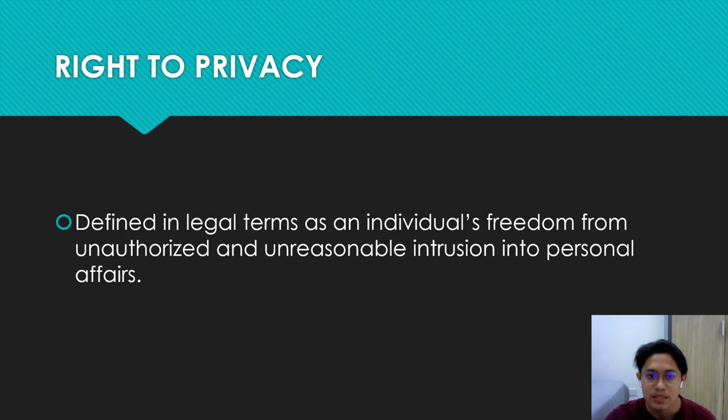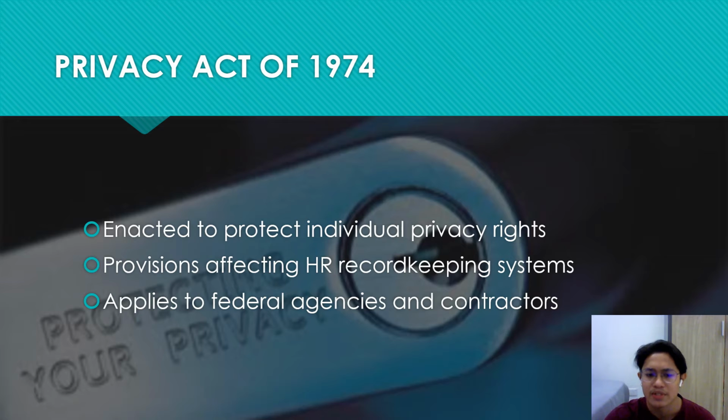So next is the right to privacy. The right to privacy is defined in legal terms as individuals' freedom from unauthorized and unreasonable intrusion into personal affairs. Then for the Privacy Act of 1974, this act was passed to protect individual privacy rights in the United States. It includes provisions affecting HR, human resource record keeping systems. This law applies only to federal agencies and organizations supplying service to the federal government.